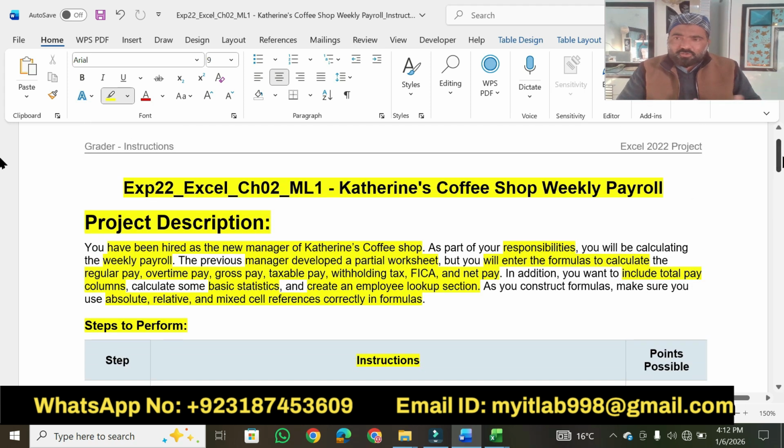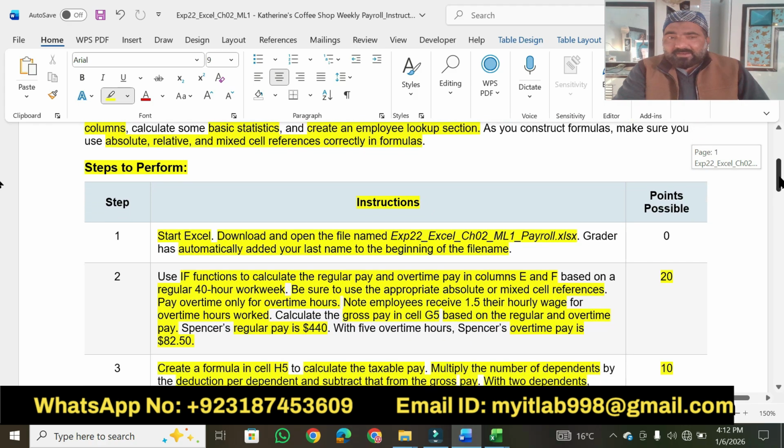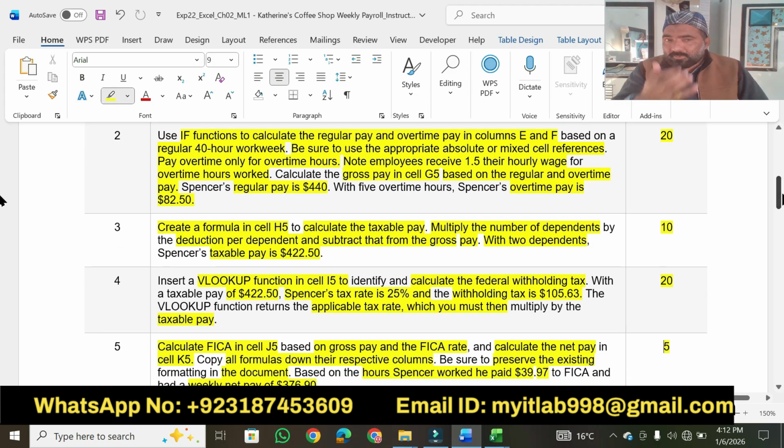Remember that in today's video we have discussed XP Excel Chapter 2 ML1 Katherine's Coffee Shop weekly payroll. In the start we just discussed the project description. After discussing the description, we moved toward the graded part, and we solved question number 1. Then we moved toward question number 2, where we have to solve 3 parts. In the first part we have to find regular pay, in the next part we have to find overtime pay in column F, and then in the last part we have to find gross pay. We have found all the values, and we have also verified the answers.